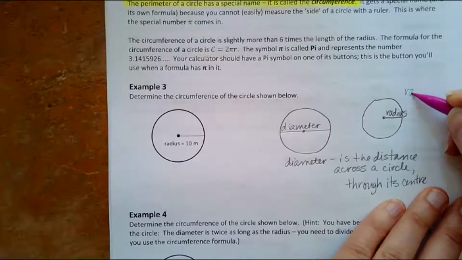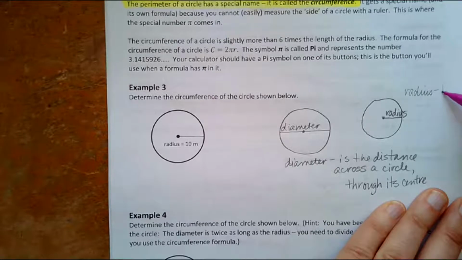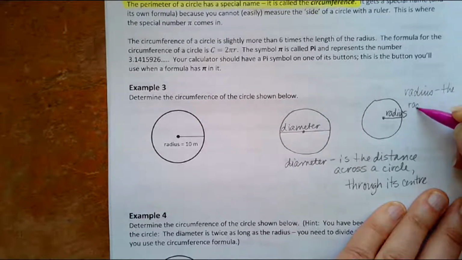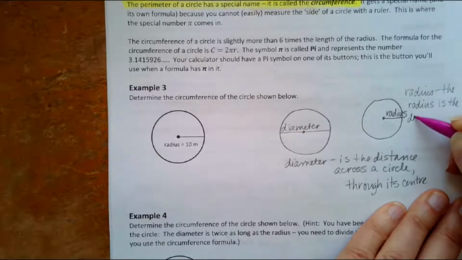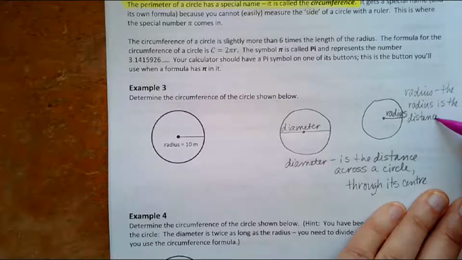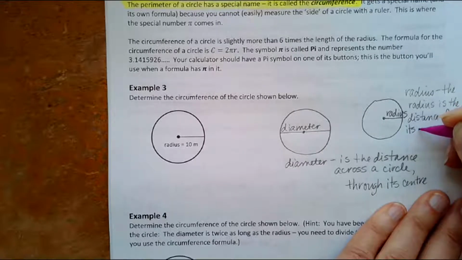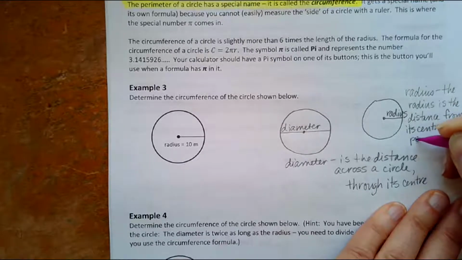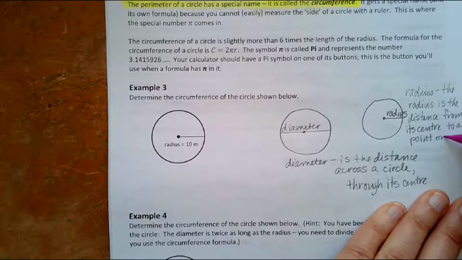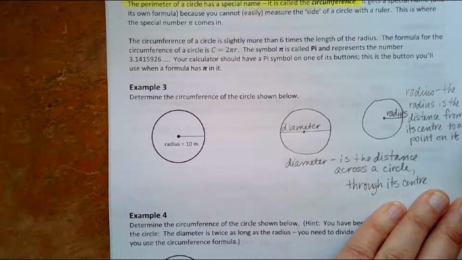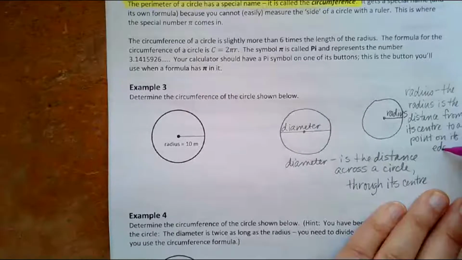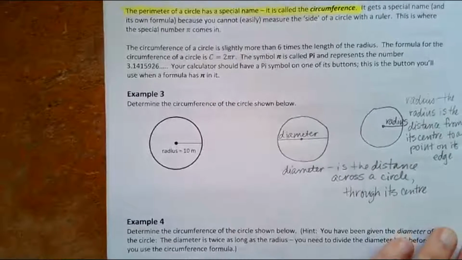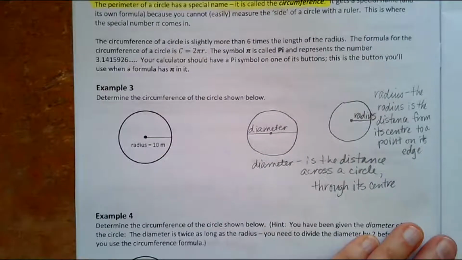The radius is the distance from its center to any point on its outside edge, okay?